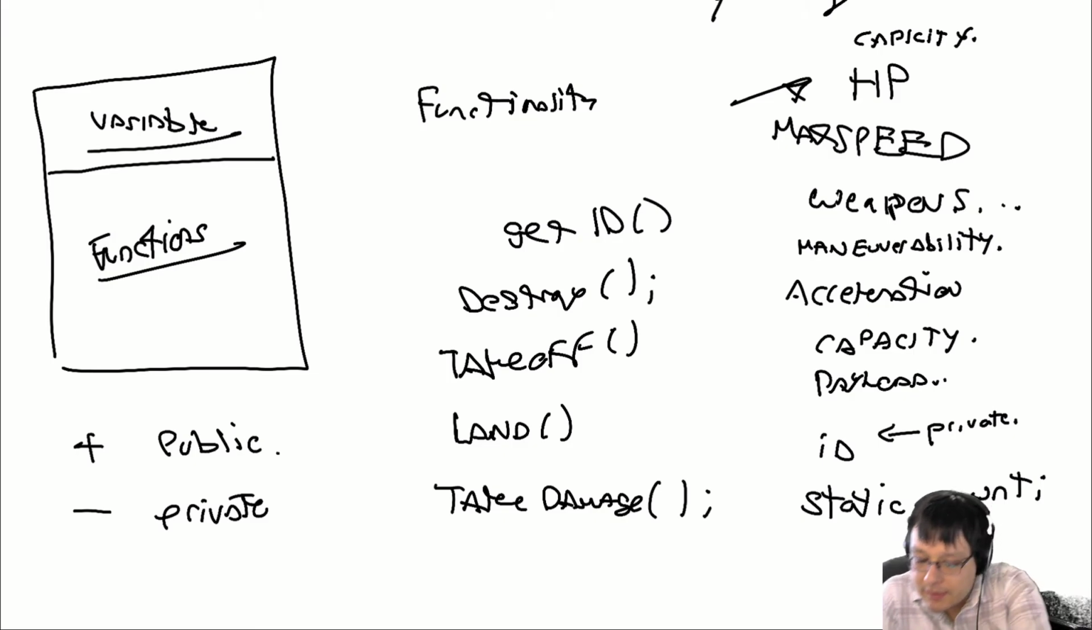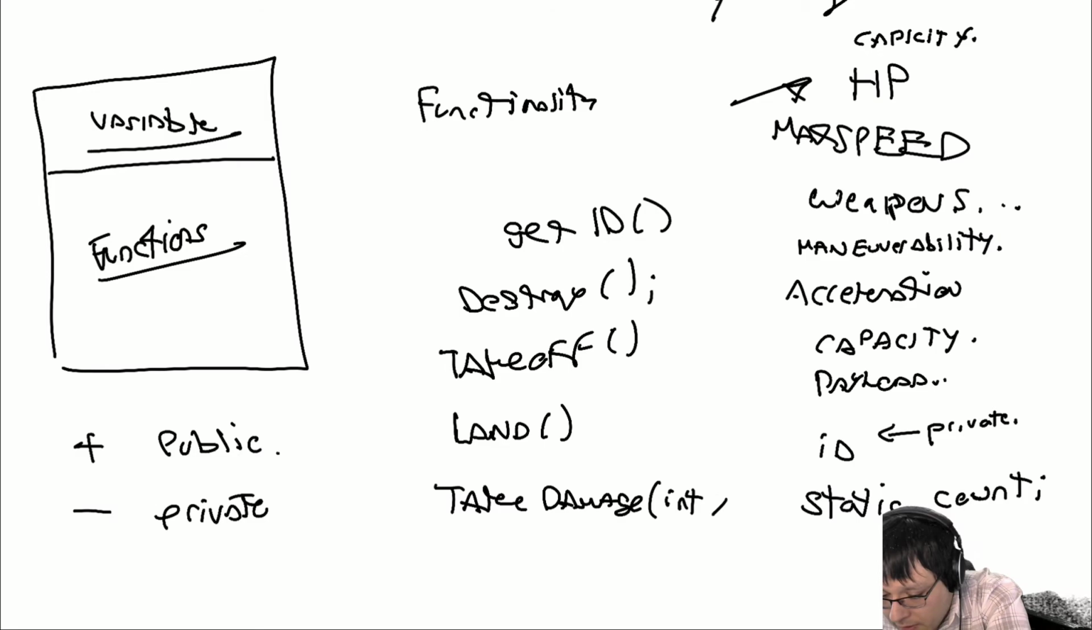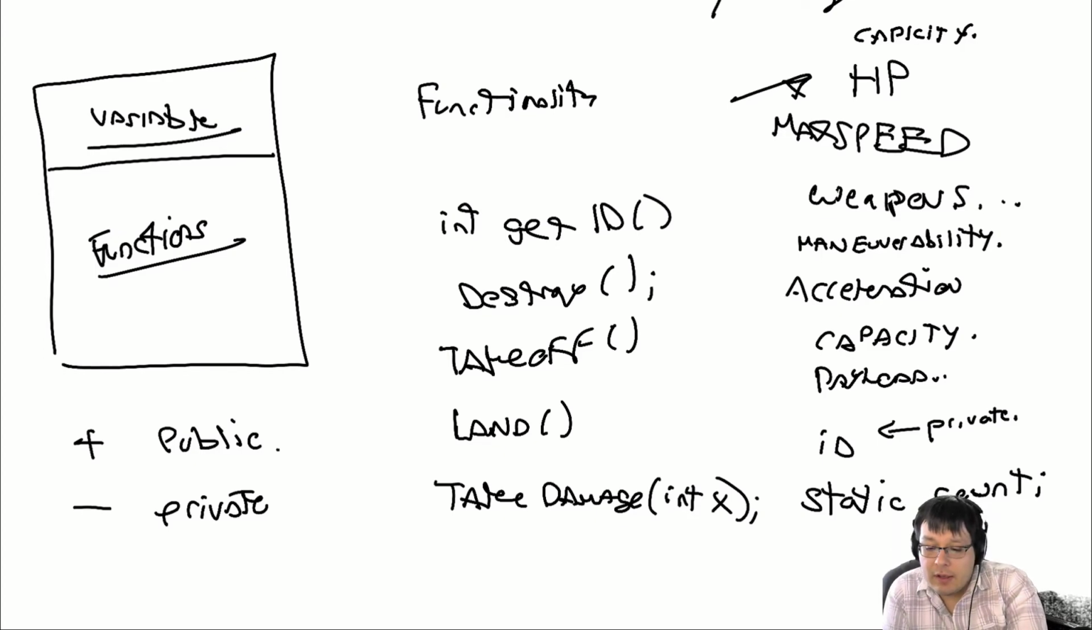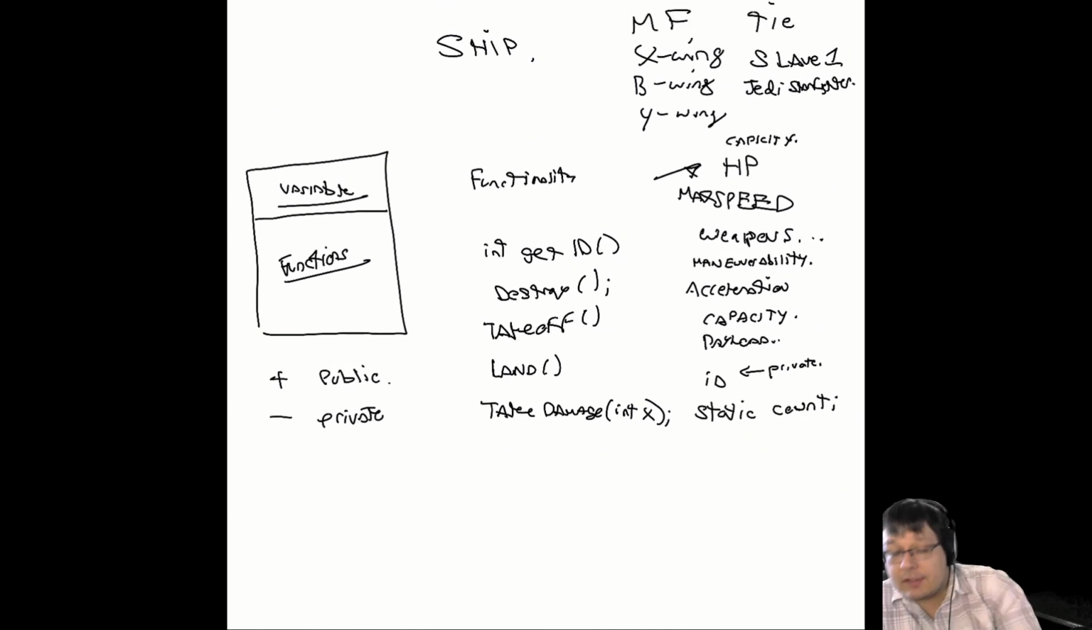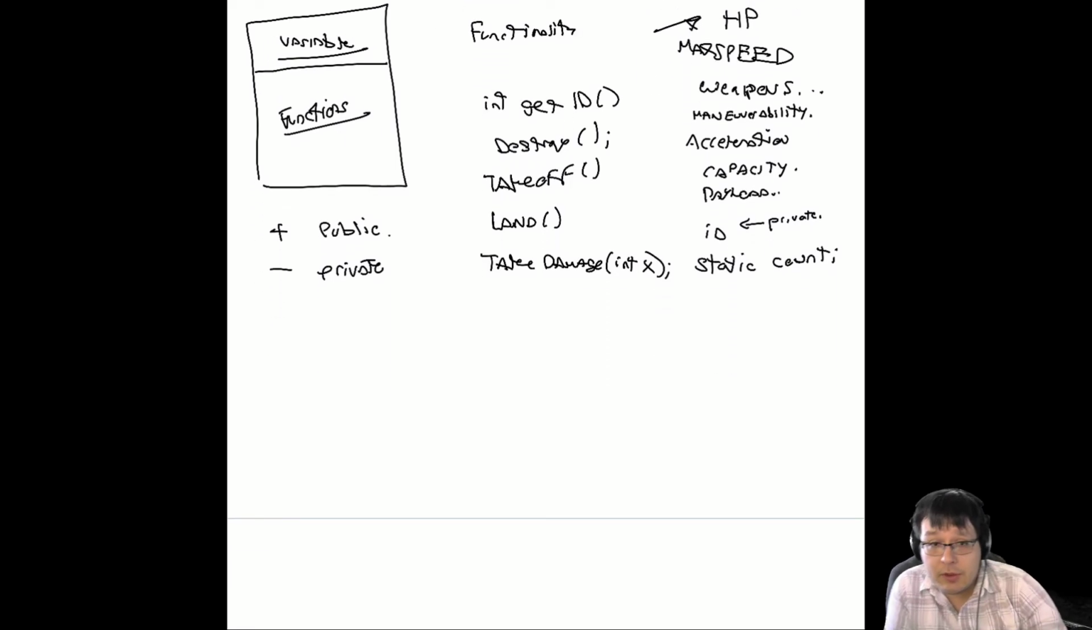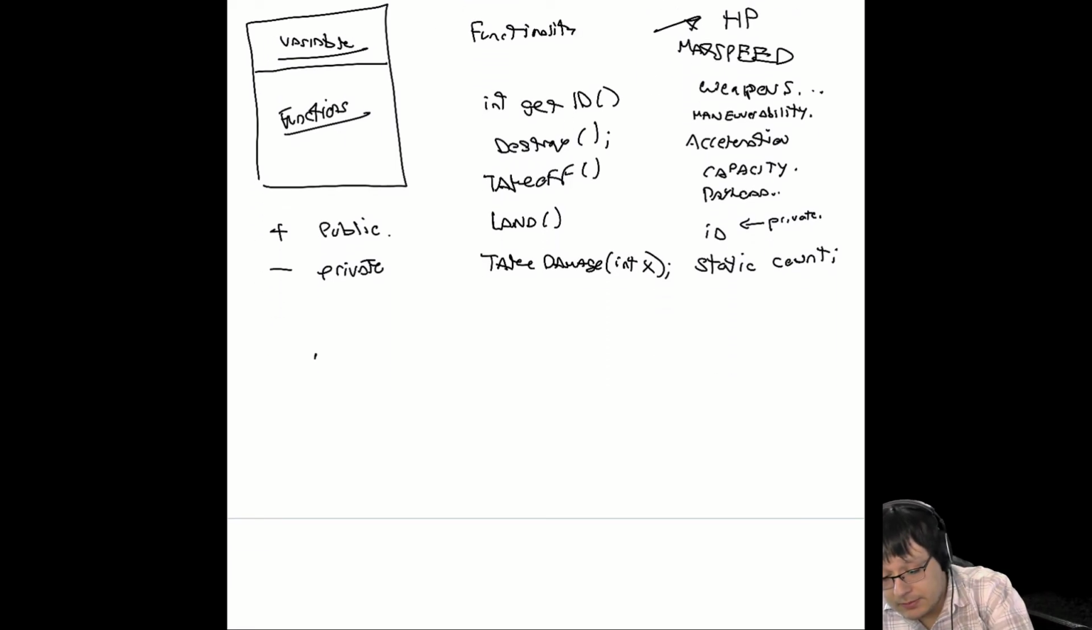So let's say that the take damage function requires a parameter, which is going to be the amount of damage that the ship takes. And then get ID is a value returning function because it needs to return the ID. Destroy and take off and land don't have any parameters. Yeah, okay, we'll do that. So now, how do we actually put this inside the UML? How do we do that? It is quite simple once you know the technique.